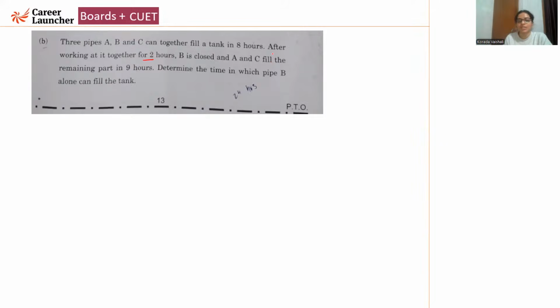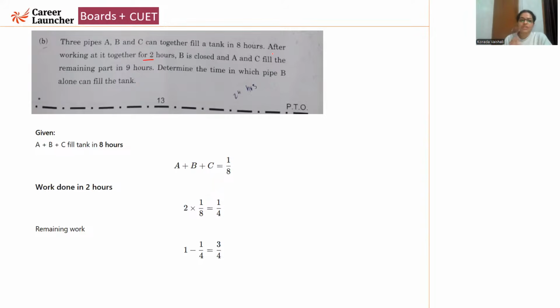A and C fill the remaining part in 9 hours. Then determine the time in which B can fill it alone. So सबसे पहले we are going to calculate the basic one कि what if जब सारे एक साथ चल रहे होंगे, how much can they fill in 8 hours? So it is coming out to be 1 by 8, and considering the fact that all of them were working together for 2 hours, it is going to be 2 into 1 by 8, which is 1 by 4.